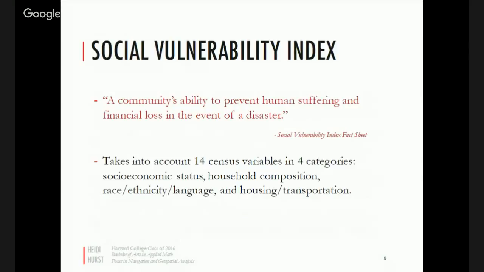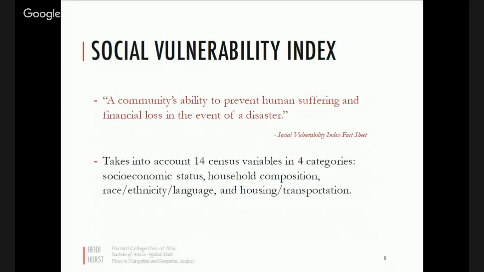So to talk a bit about the Social Vulnerability Index. The Social Vulnerability Index was developed in 2001, in a paper that came out in the Journal of Homeland Security and Emergency Management. It was simply a way of combining census variables to understand what groups of people or what areas are more or less able to, as this quote says, prevent human suffering or financial loss in the event of a disaster. So there are a ton of different variables that fall into this category. For example, if people don't have access to a car, it's going to be harder for them to evacuate. It's going to be harder for them to get help. If people can't speak English, it might be harder for them to accept help from people who come around. So a number of different factors all go into this.